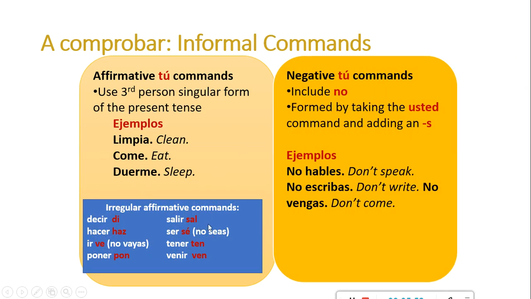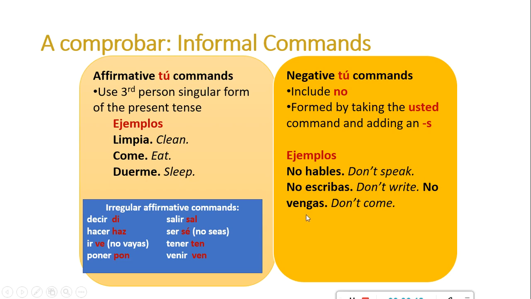I'm going to come back to this one and this one. So we'll include no, of course, and then we're just using the usted command, then we're adding an s. No hables, no escribas, no vengas. So to form this, the infinitive of hablar, yo, tiempo presente, ¿cuál es la forma? Hablo. Then we're going to drop the o, we're going to add the opposite vowel, which is an e for AR verbs and a for ER, IR verbs, and then we'll add s to it.